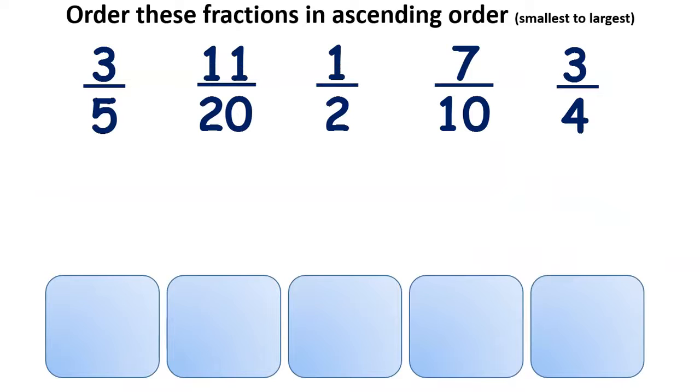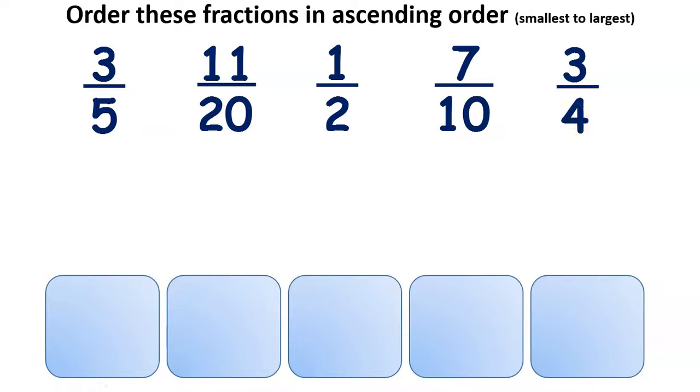This is now getting a little bit tricky. This is probably as hard as it's going to get. But we need to order all of these fractions in ascending order. And for those that have forgotten, it means smallest to largest. I've got 3/5, 11/20, 1/2, or a half, 7/10, and 3/4.